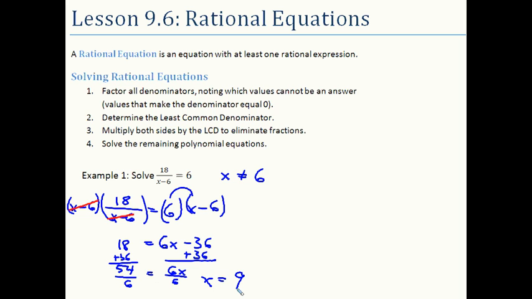We can check that pretty quickly here. By plugging that in, 18 over x minus 6, well, we have 9 minus 6. Is that equal to 6? Well, 9 minus 6 in the denominator is 3. 18 divided by 3 does equal 6, so that is our correct answer. So our answer is x equals 9.